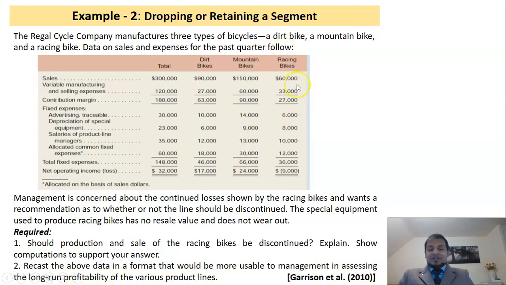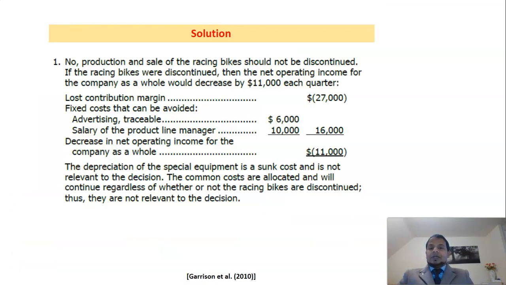So this income statement actually shows that racing bikes is in loss. So is there any other way that we can prepare our income statement so that we can see the appropriate or accurate performance of the divisions or the products? So let's see whether the racing bikes should discontinue or continue.